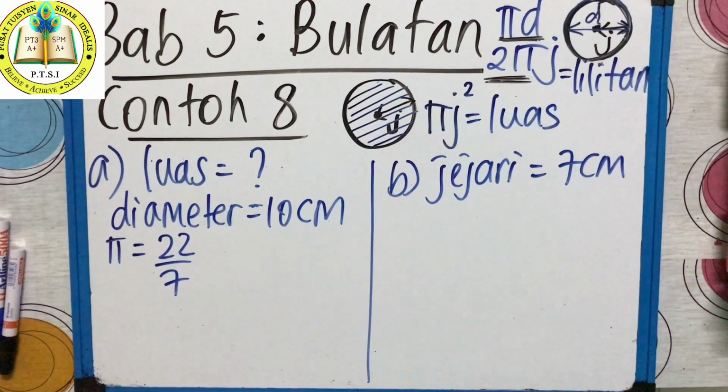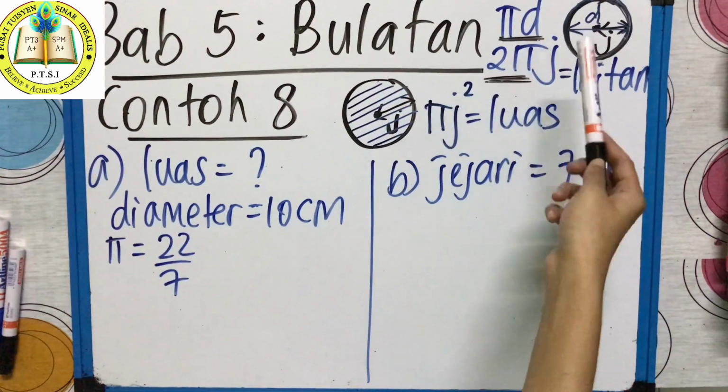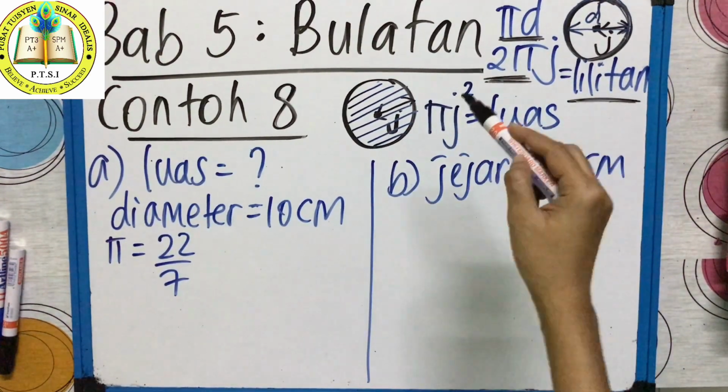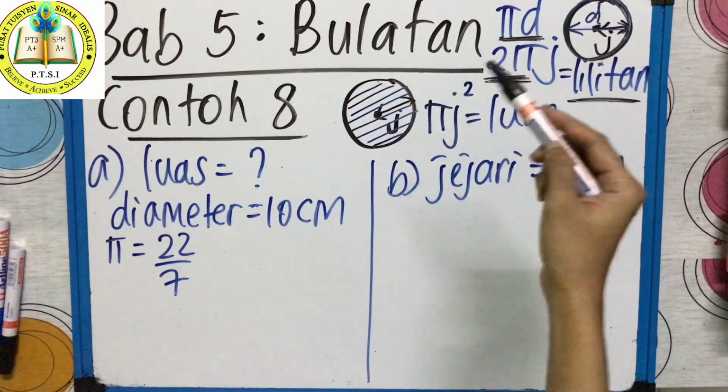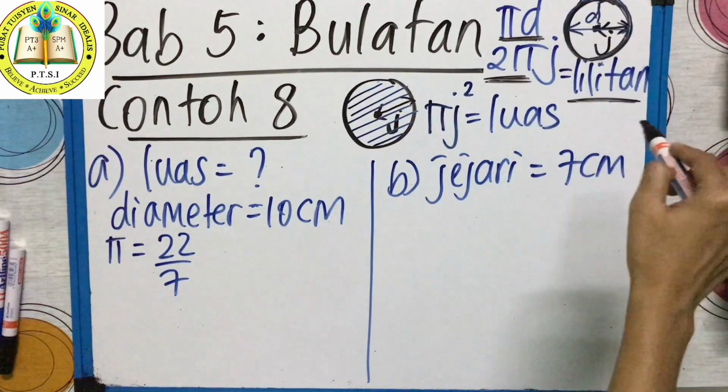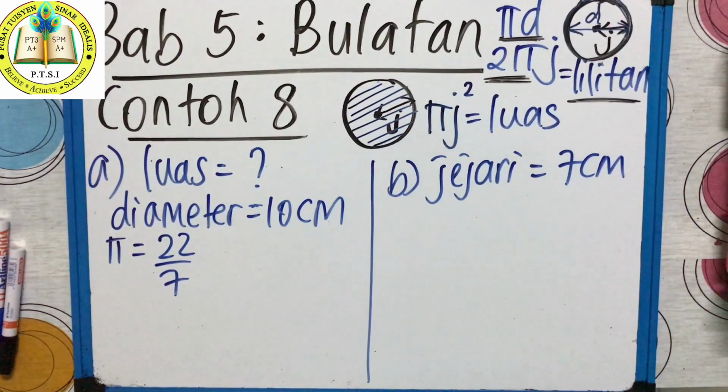Class, now we go to the next example, contoh 8. Okay, yang ni lagi satu formula. Tadi kita belajar pi d, 2 pi j. Formula tu untuk apa? Lilitan. So lilitan equal pi d, or lilitan equal to 2 pi j. Circumference formula. I say the outline. Yes or no, class?